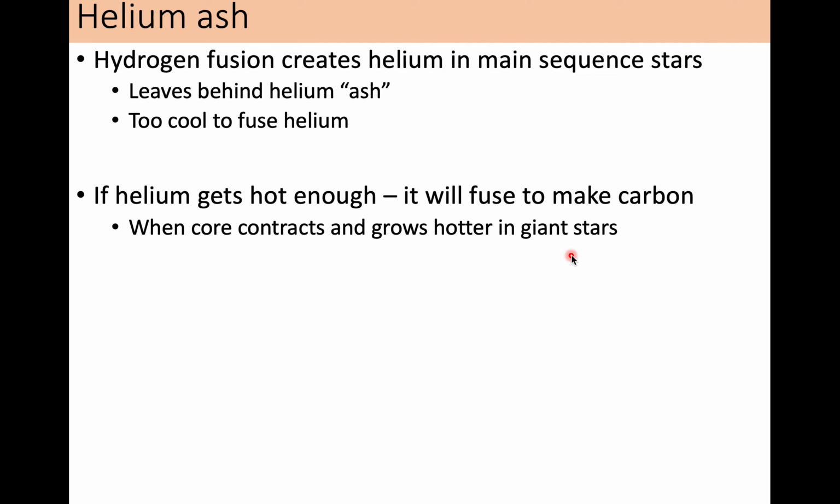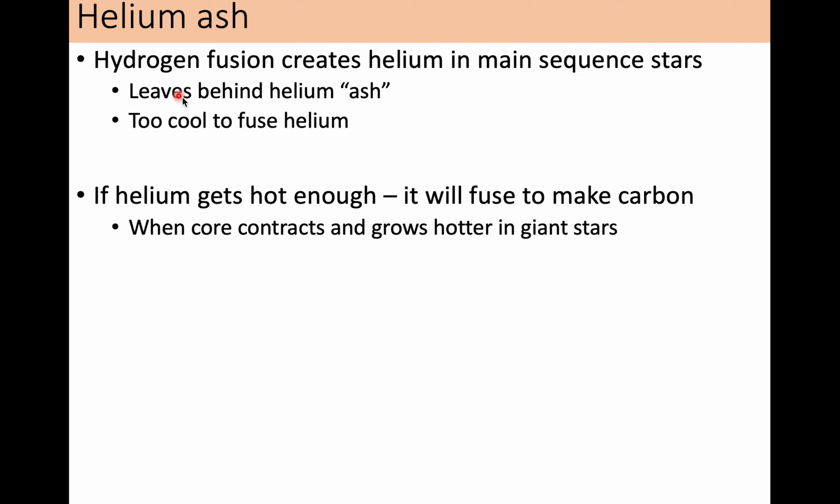So what happens next is we know that hydrogen fusion is creating helium. So we know hydrogen fusion has created a lot of helium in our stars. As it's doing this, it leaves behind something that we call helium ash, which is the star's too cool to fuse this helium.